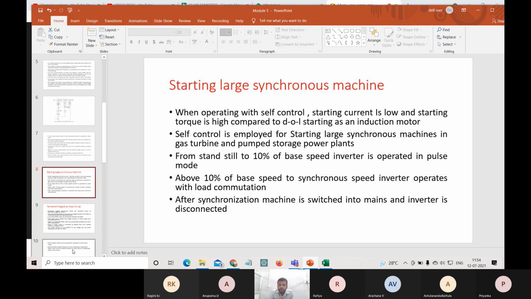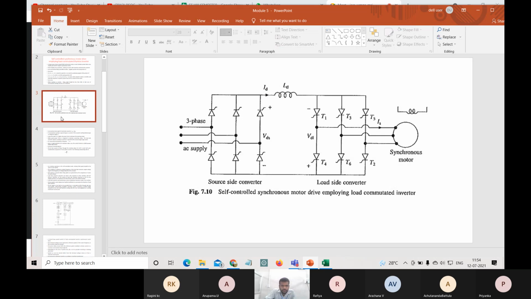From standstill to 10% of the base speed, the inverter is operated in pulse mode. Here we have the load commutated inverter. The inverter is fed with the load. So we have modules like the synchronous motor with the load commutated inverter. In these figures, what happens?